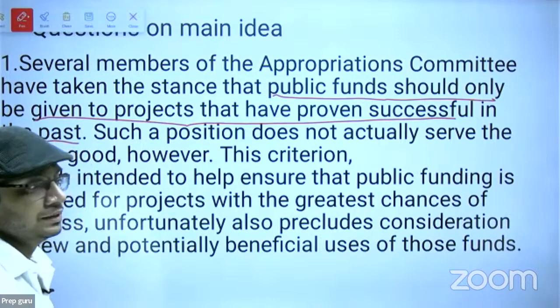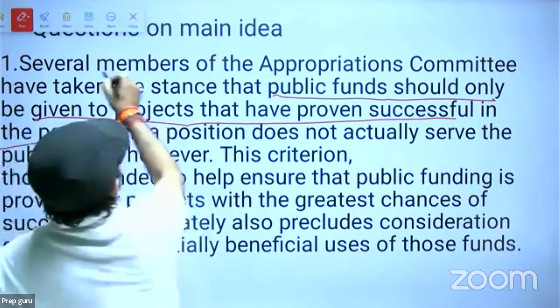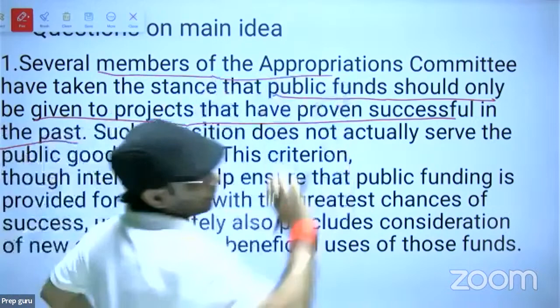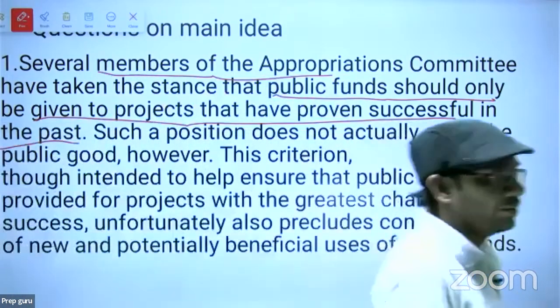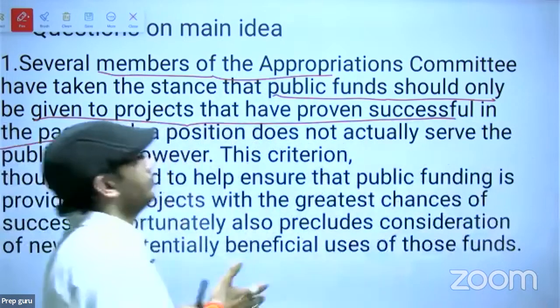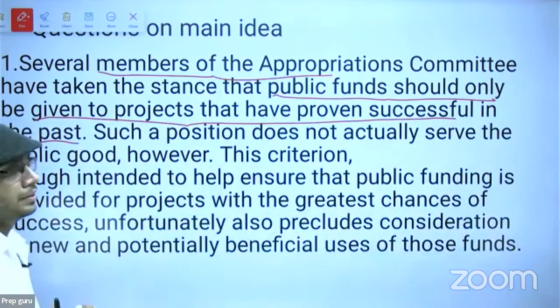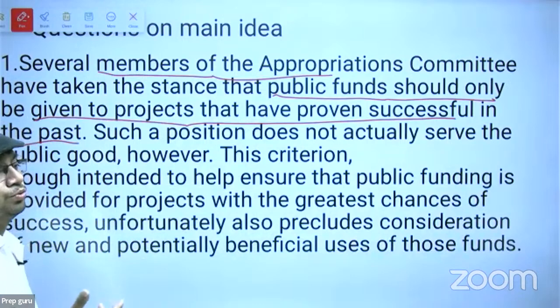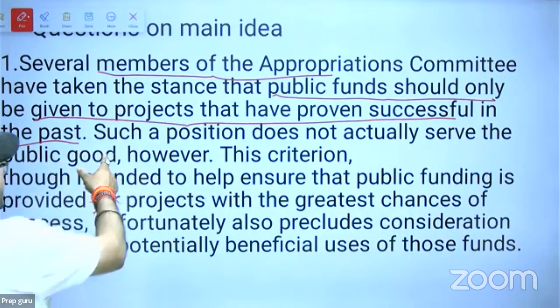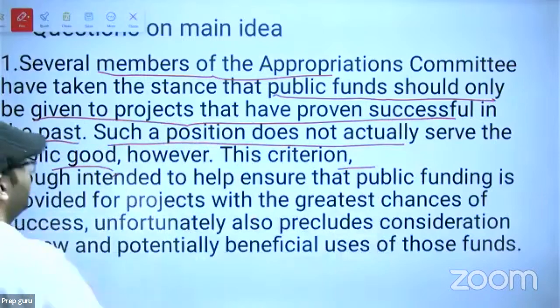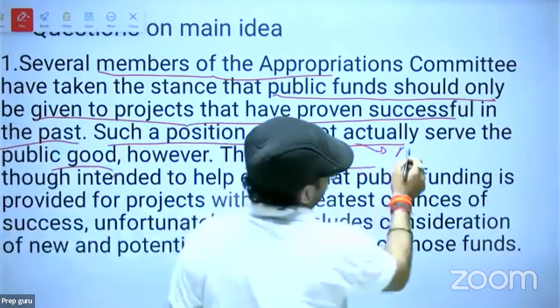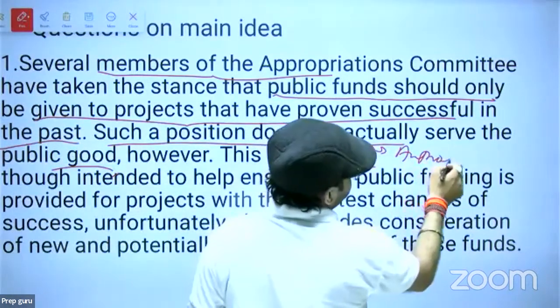Other entity, yes. Who is the entity? Several members of the appropriation committee. So what do the appropriation committee members believe? That the money of public funds should be given to those who were successful in the past. It is saying such a position does not actually serve the public good. This is stated by what? Author. This is stated by the author.